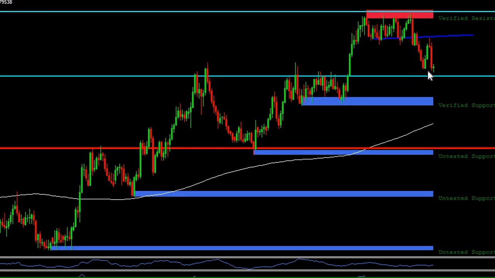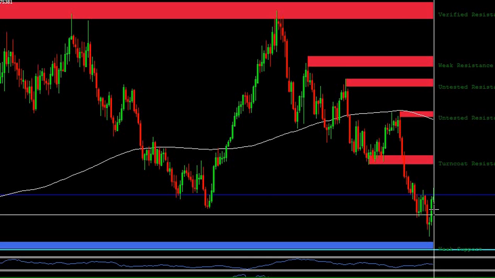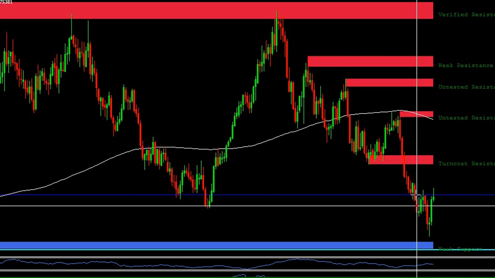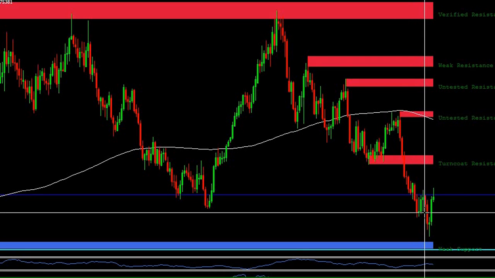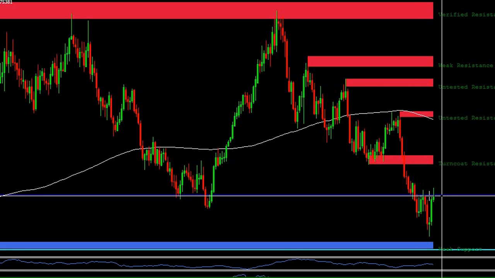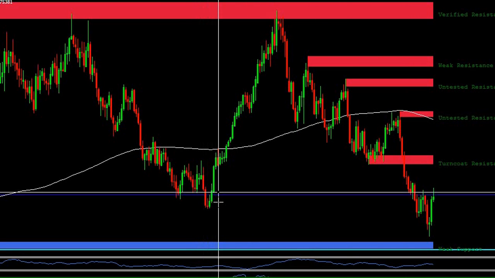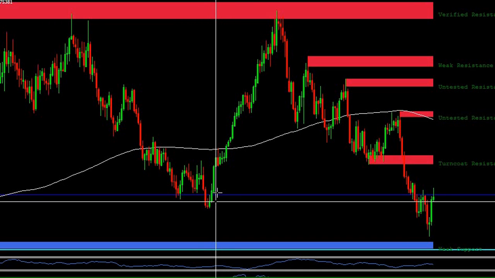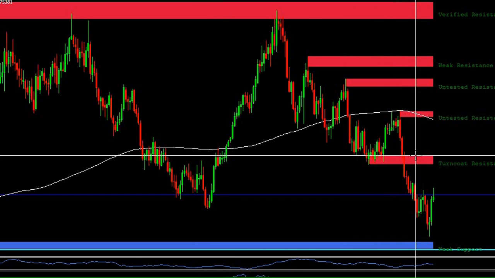Our next pair will be Aussie dollar. We are currently forming what others would call an inverted head and shoulders, but for me, I'm more bearish on this pair than I am bullish. The reason is we have broken a major level on the daily, this level here. We have broken and crossed below it. So what I'll be looking for is a retest of this zone.